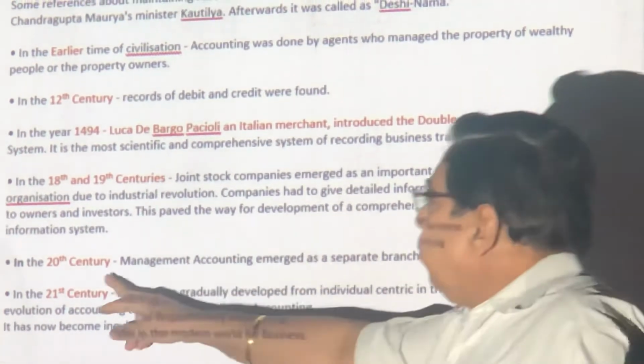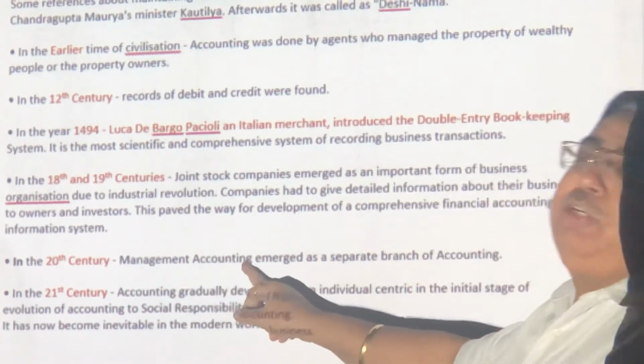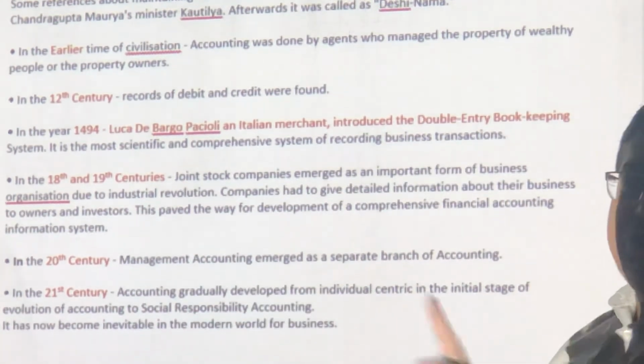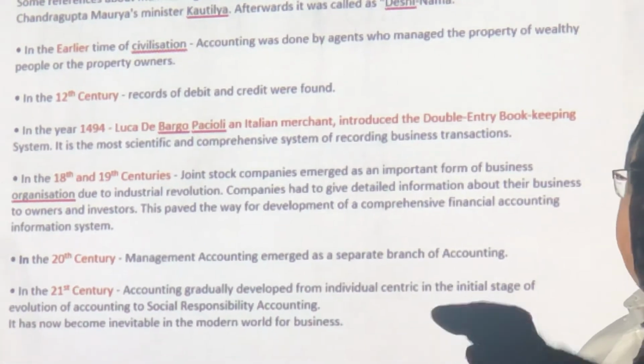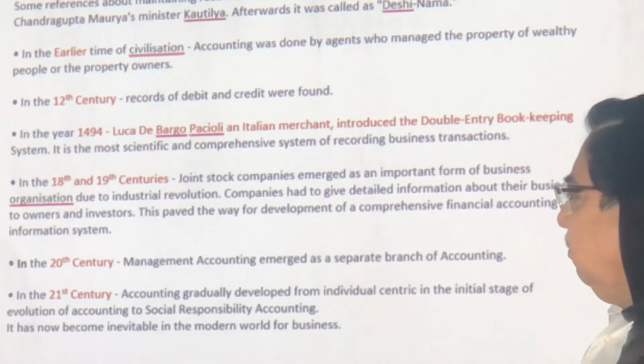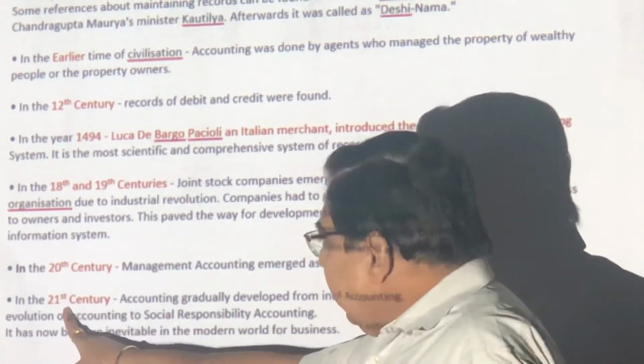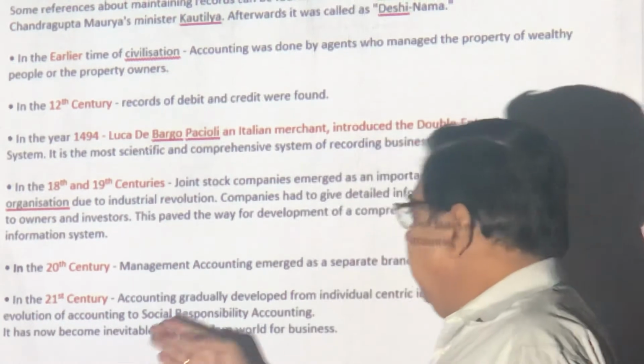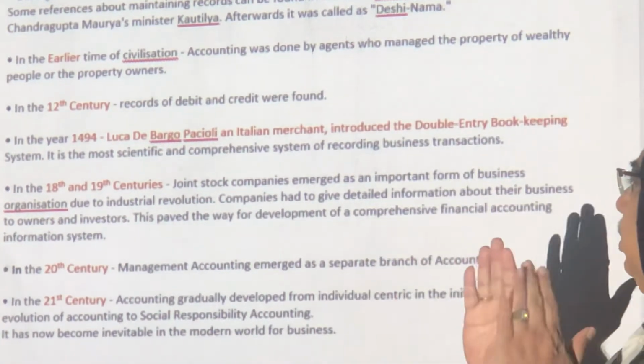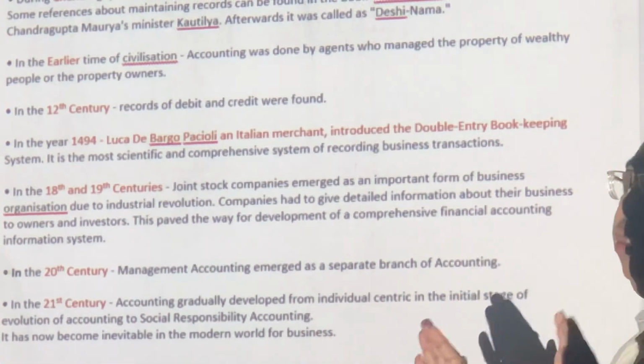So, in the 20th century, we have management accounting. We have managers, the account manager, the finance manager. I will ask questions, we need answers. In the 21st century, we have become individual-centric. Forget that, we are socially responsible.